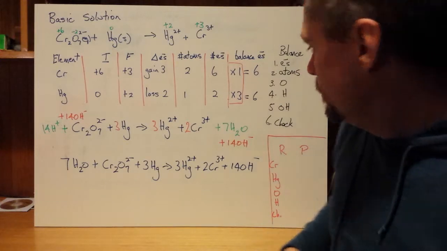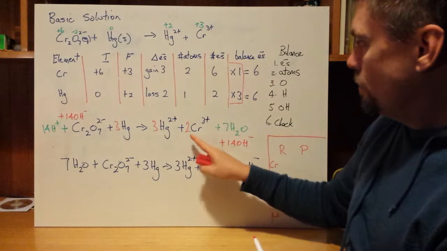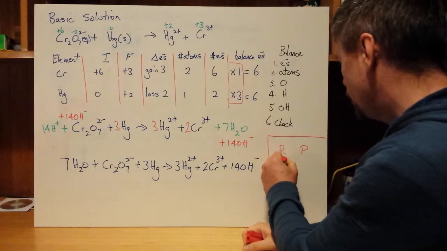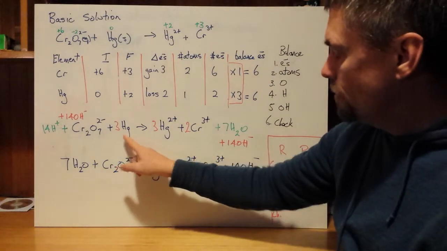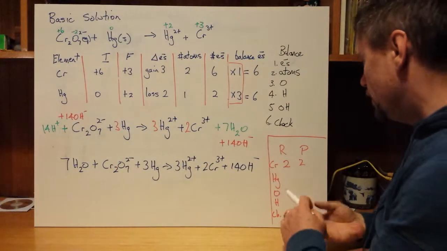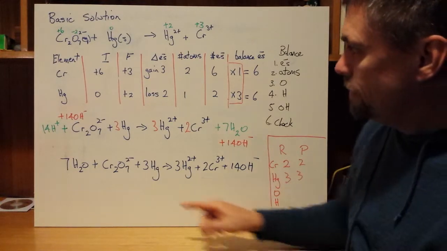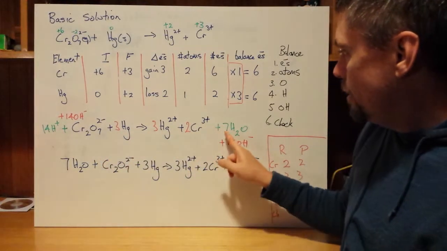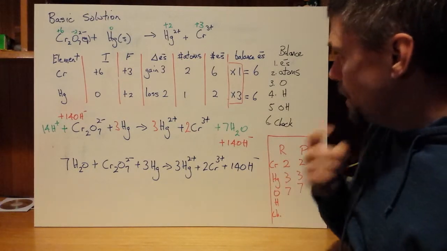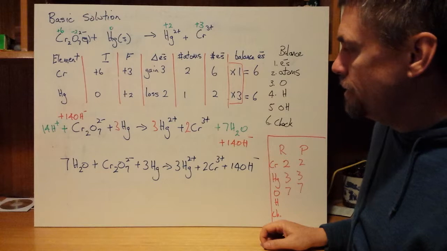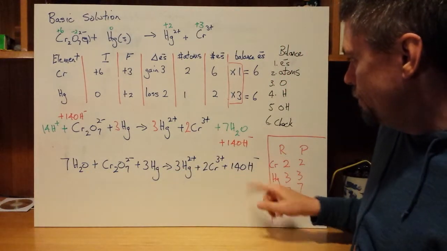Let's check how we went. Our chromium on the left hand side we have 2, and on the right hand side we have 2. Our mercury on the left hand side we have 3, and we have 3 on the right hand side. Our oxygen atoms on the left hand side we have 7, and we have 7 on the right hand side. Our hydrogen atoms on the left hand side we have 14, and on the right hand side we have 14 as well.